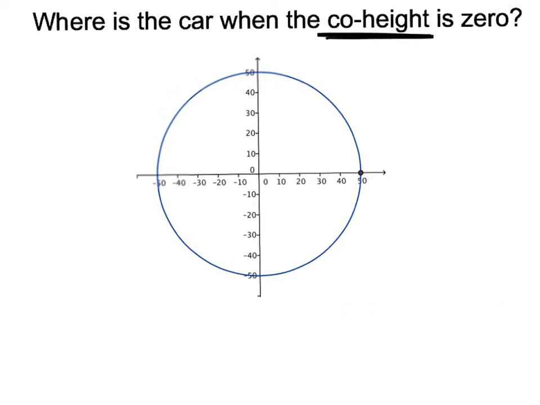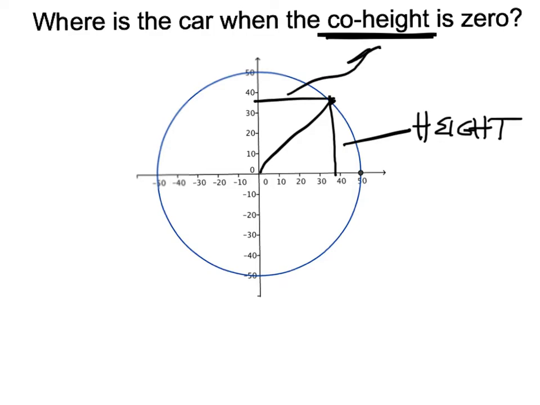You are going to call that placement the co-height. So before we had this, we called this the height. When we go from here to there, we are going to call that the co-height. Where is the car on this circle when the co-height is 0? It is on the x-axis, right. Is that true or not?